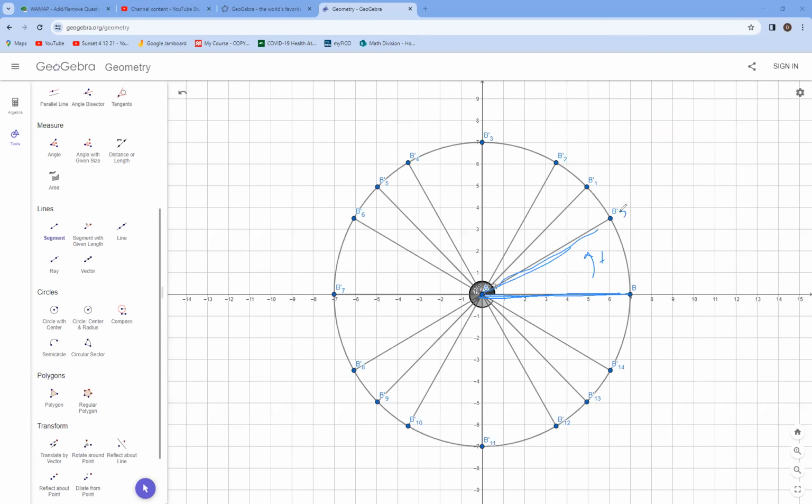So this angle here is actually a 30-degree angle. If we measure things in radians, 30 degrees is pi over 6. So that would be a positive pi over 6.